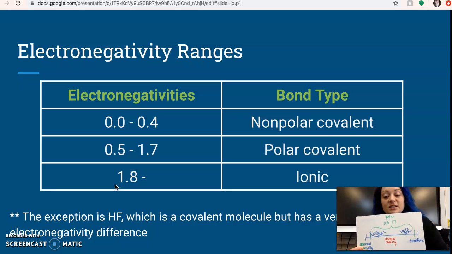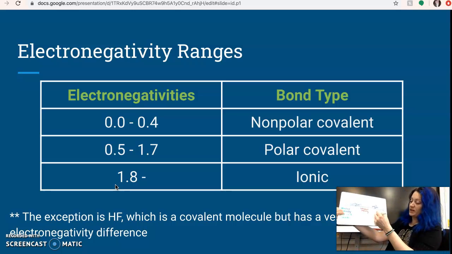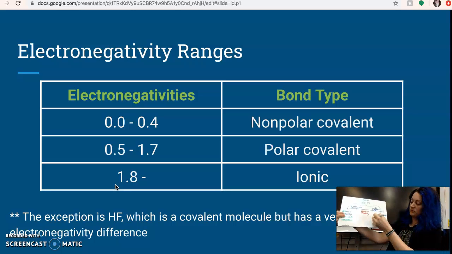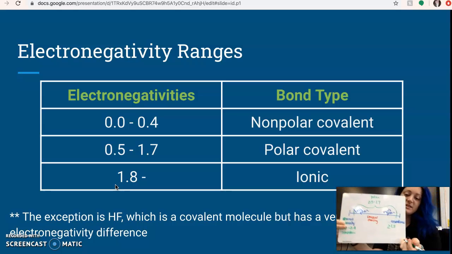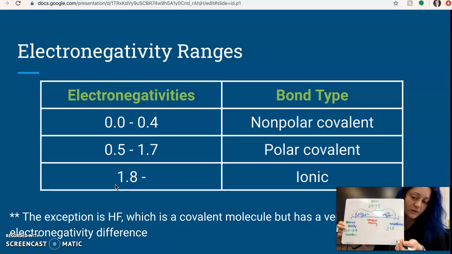If the electronegativity difference falls far out of those bounds, so anywhere greater than or equal to 1.8, then we say that those are ionic. So that would be pure transfer. There is no sharing at that point.